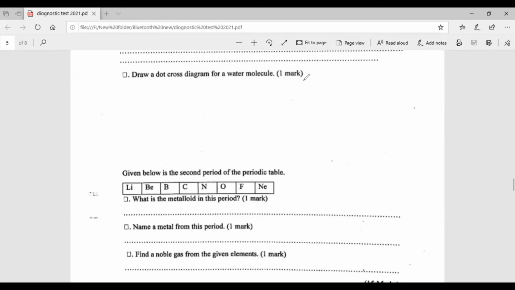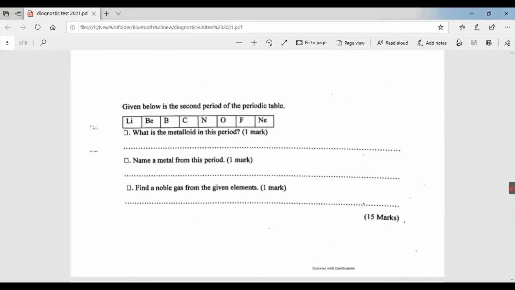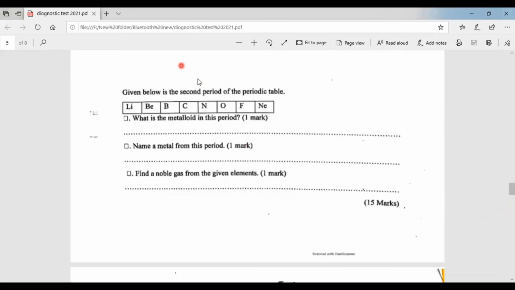Next question, given below is the second period of the periodic table. What is the metalloid in this period? The answer is boron. The other metalloid we should know is silicon. Name a metal from this period. Lithium is a metal. Find a noble gas from the given elements. Neon is a noble gas. It does not react with any other elements.